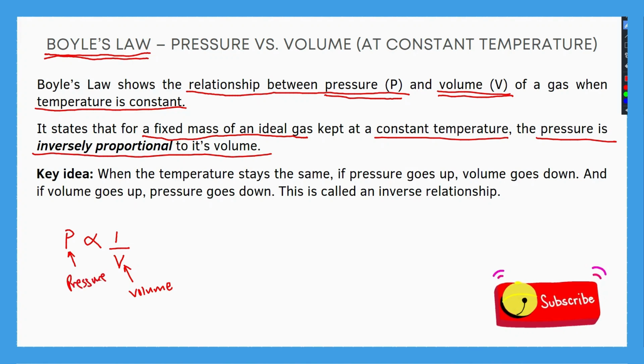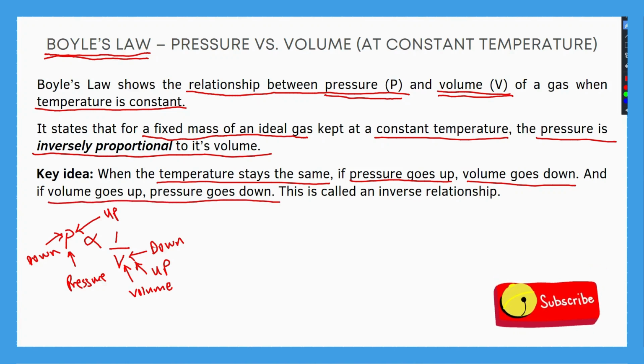What do we mean when we say pressure is inversely proportional to the volume? We simply mean that whatever happens to the pressure, the opposite will happen to the volume. So if pressure goes up, volume comes down, and if pressure comes down, the volume will go up. So the key idea with Boyle's law is that when temperature stays constant, if pressure goes up, volume comes down, and if volume goes up, the pressure must come down. This is called an inverse relationship.